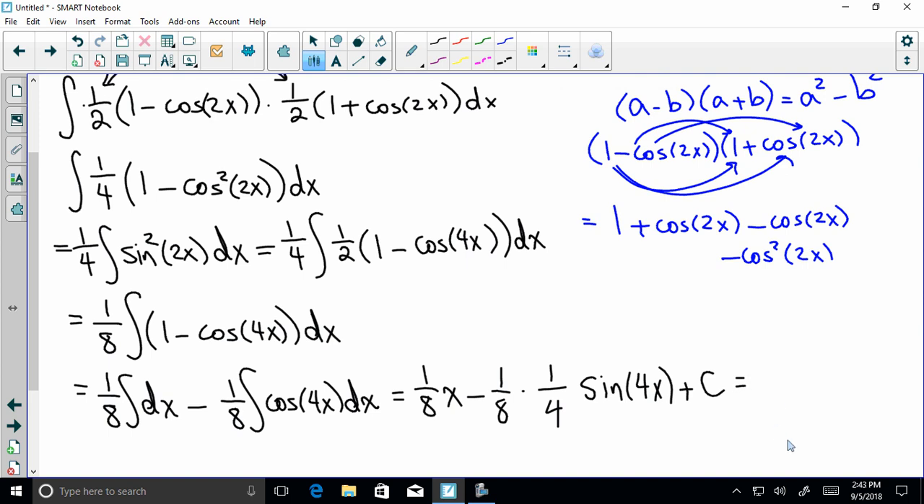So the final answer is 1 over 8 x minus 1 over 32 sine of 4x plus c. Okay? That's the final answer. Plus 1/32 sine 4x, because the derivative of cosine is negative sine. No, you're integrating. Okay, great.